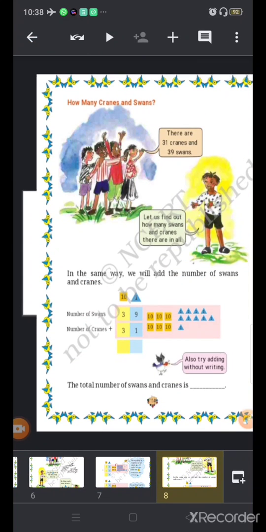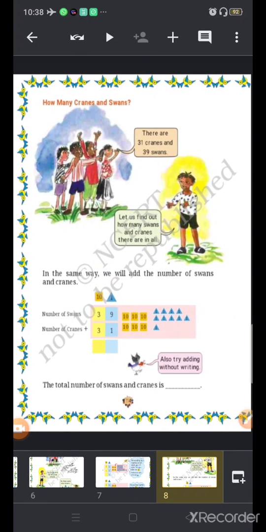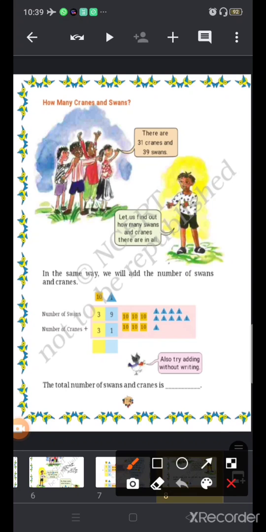Page number 114. What is given in this page? How many cranes and swans? So what is written here? There are 31 cranes and 39 swans. What number is given? 31 cranes and 39 swans.